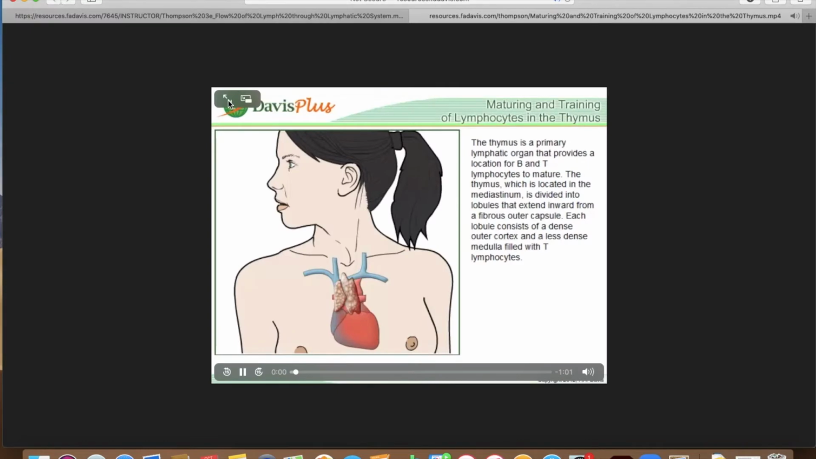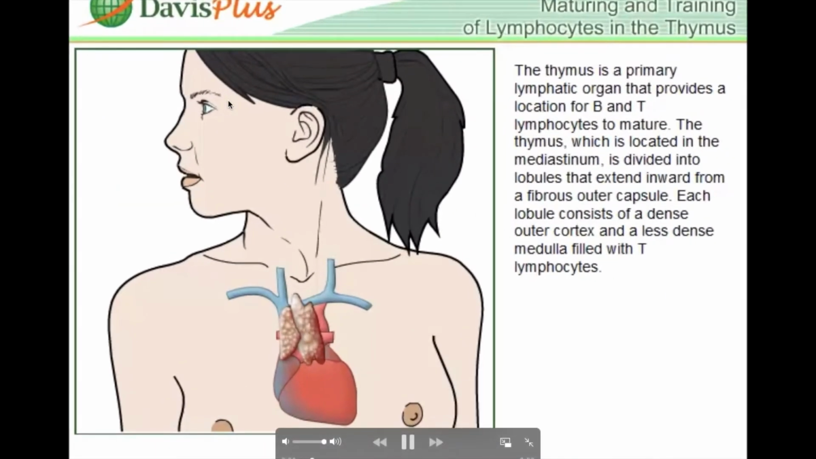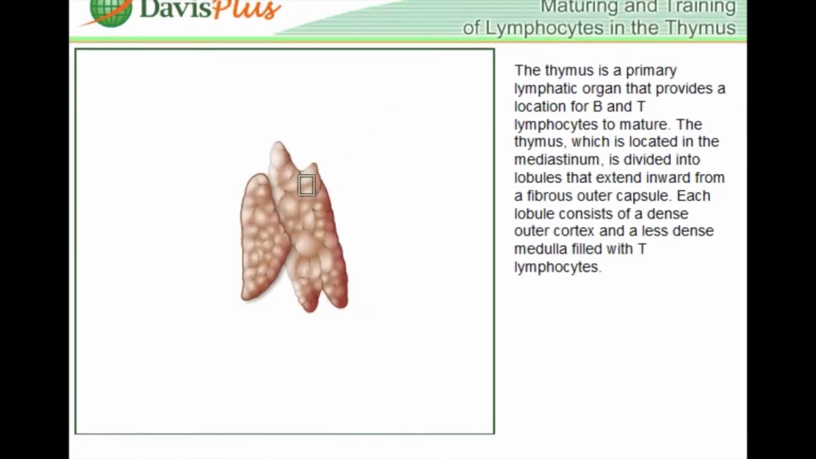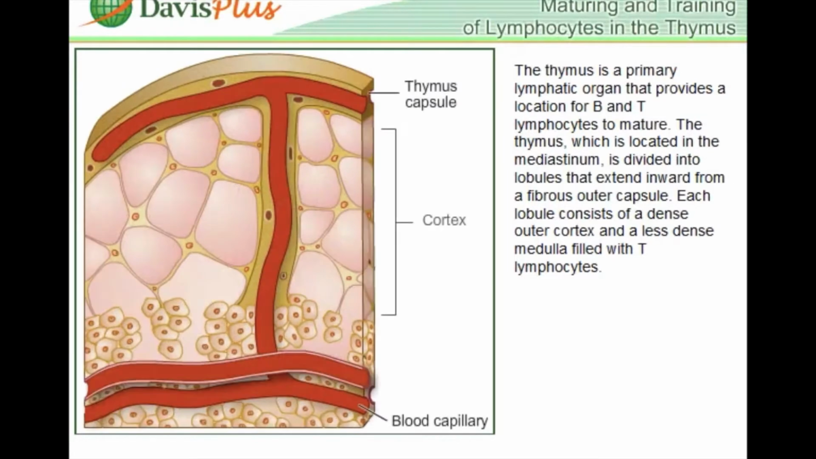The thymus is a primary lymphatic organ that provides the location for B and T lymphocytes to mature. The thymus, which is located in the mediastinum, is divided into lobules that extend inward from a fibrous outer capsule. Each lobule consists of a dense outer nucleus and a less dense medulla filled with T lymphocytes.